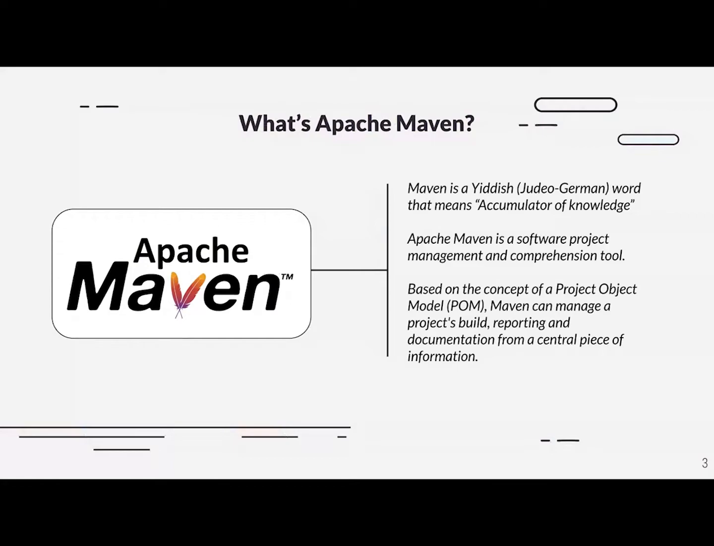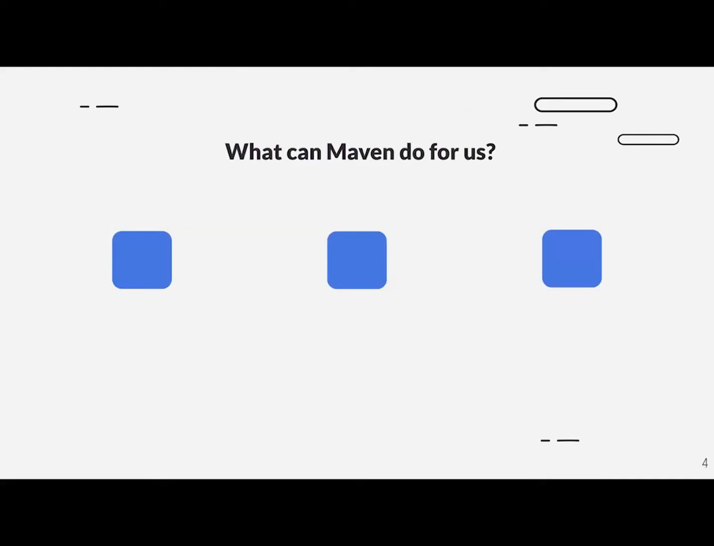Basically, this means that based on the concept of a project object model, the pom.xml, if you are developing in Java here in Nextiva and in many places because Maven is widely used, you will see that Maven can manage the project's build, the reporting, and documentation from this central piece of information. Basically, everything is gathered from the POM XML in our projects.